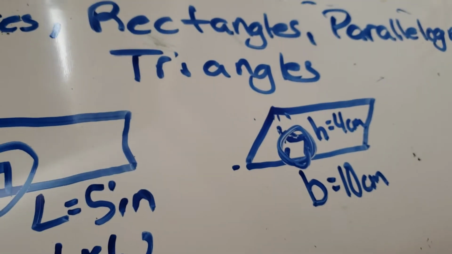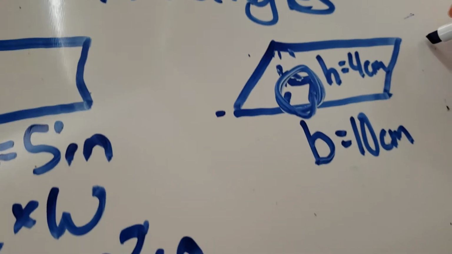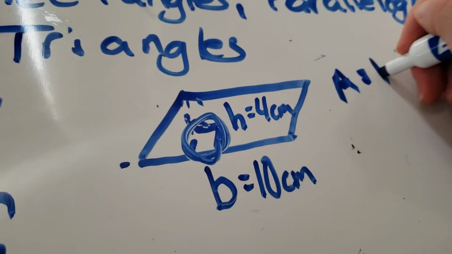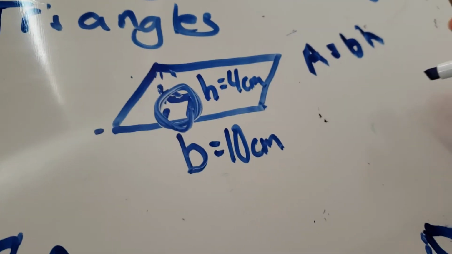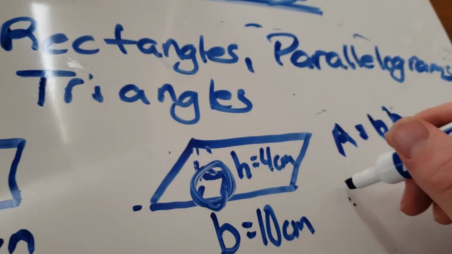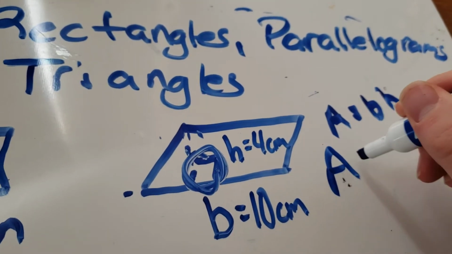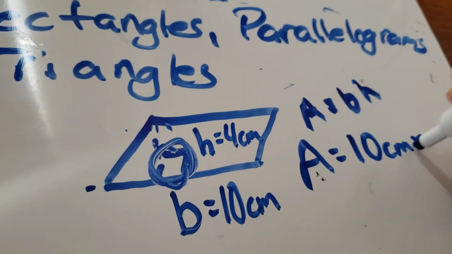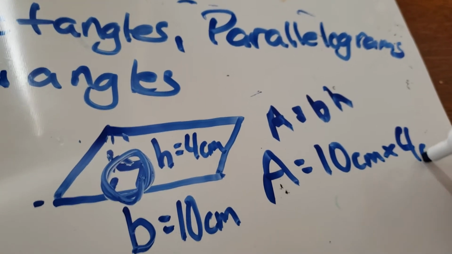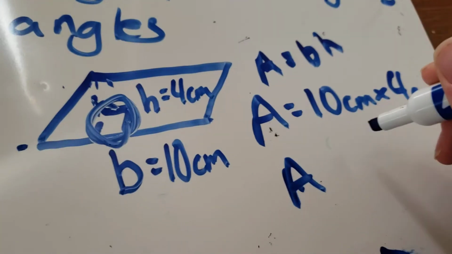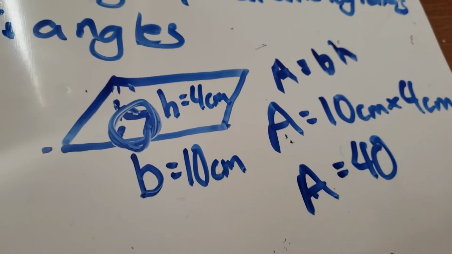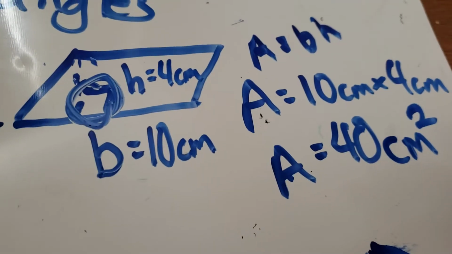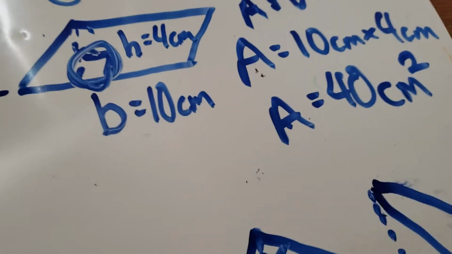To find area, we multiply perpendicular dimensions. In a parallelogram, our perpendicular dimensions are our base and our height. So the area of a parallelogram is base times height. So for this particular parallelogram, we'd take our base, which is 10 centimeters, times our height, which is 4 centimeters. So we'd get 10 times 4, which gives us 40 centimeters times centimeters, which again, with area, gives us square units. So we'd have 40 centimeters squared. So that's a parallelogram.